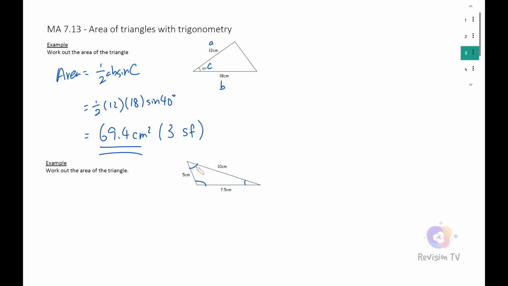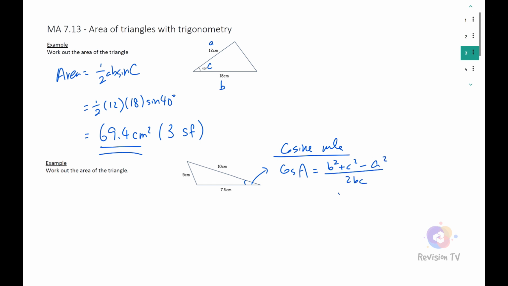Now, however, based on the angle you found, the A and B used in the formula will be different. Okay, because remember, A and B has to be next to the angle. Let's say we try to find this angle on the far right. Okay, so I need to find this angle, so I'm going to use cosine rule to help me find out that angle. So to work out the angle, I'm going to use cos A equals B squared plus C squared minus A squared over 2BC.